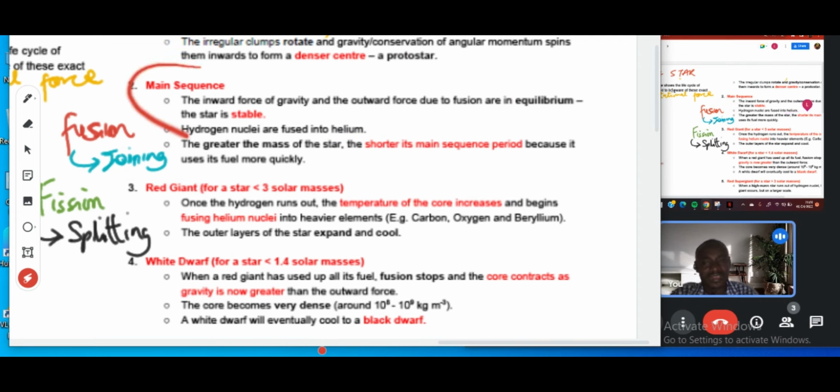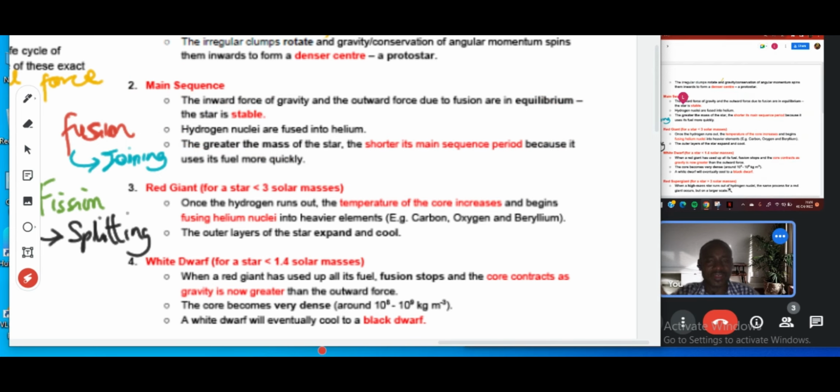I need you to read this main sequence, what we call the main sequence star. You may need to scroll to the right, left a bit to reveal it. Yes.